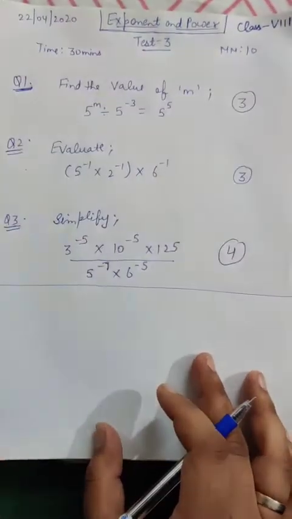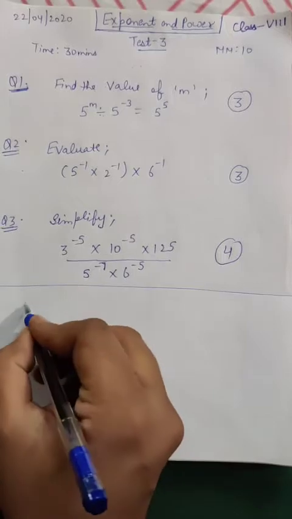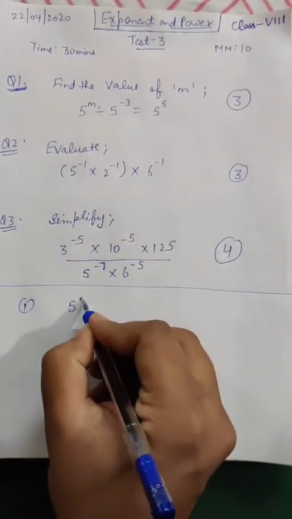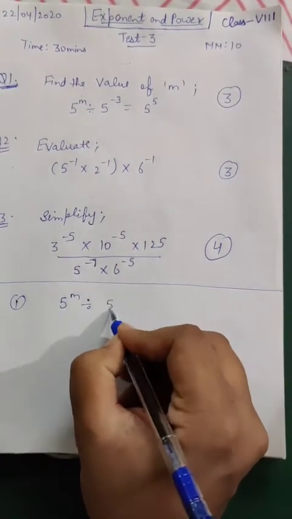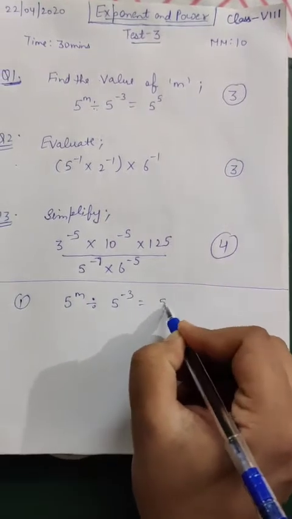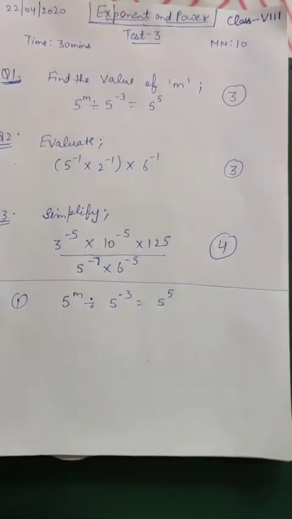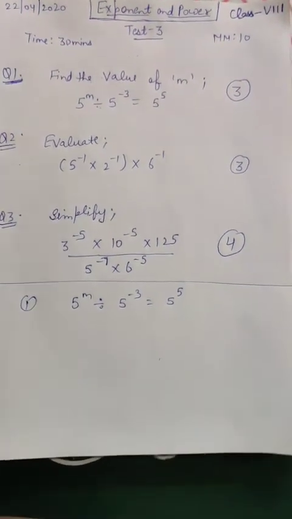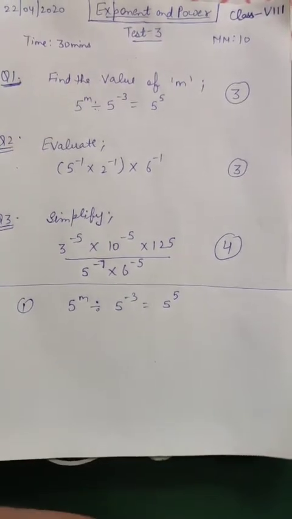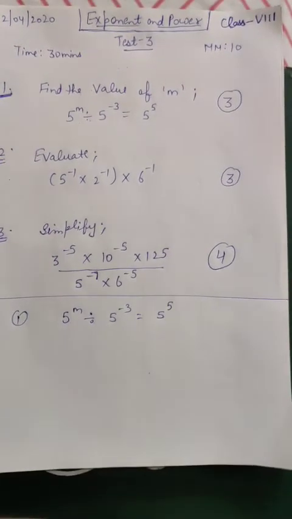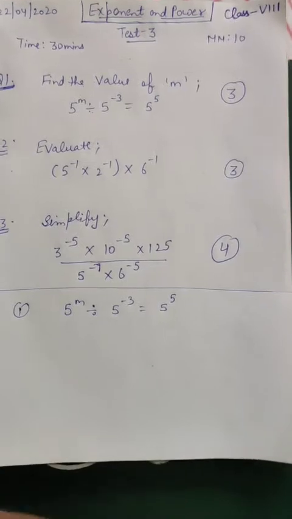what is the value of m if 5 raised to the power m divided by 5 raised to the power minus 3 is equal to 5 raised to the power 5? Before starting the question, all of you must have learned the laws of exponents, because laws of exponents are very important. All the questions are based on the law of exponents.